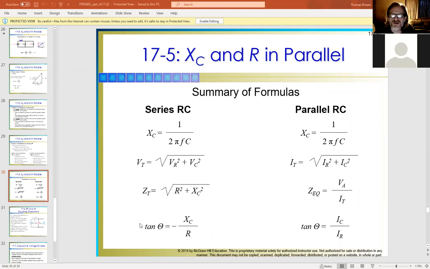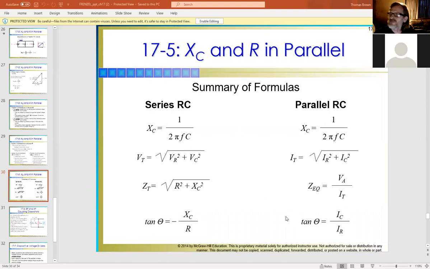And then as far as how we find our tangent of theta, notice that in the series, remember it's a minus sign right there, right? So the tangent of theta is equal to a negative X of C over R. And then on the parallel side, because we're dealing with the current instead, the tangent of theta, notice no negative sign, is equal to IC over IR.